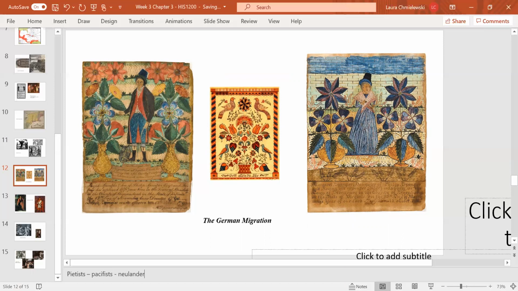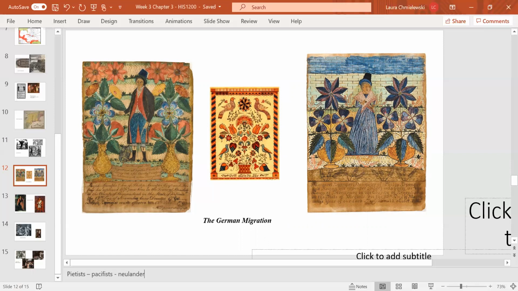And Neuländer, it means in German a new lander, is somebody who comes to a new region, scopes it out, and says, yes, fellow immigrants, follow me. You'll have this, this, and this opportunity. This is what it's like here. This is what you have to do. This becomes a very common way of emigrating to the New World that persists all the way up until the 20th century.